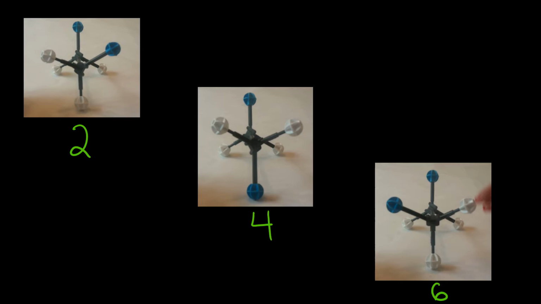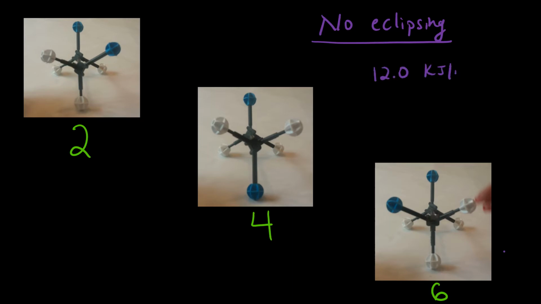Notice if we go back and look at the staggered conformations, there is no eclipsing. And so each one of these staggered conformations is 12 kilojoules per mole lower in energy than any eclipsed conformation.